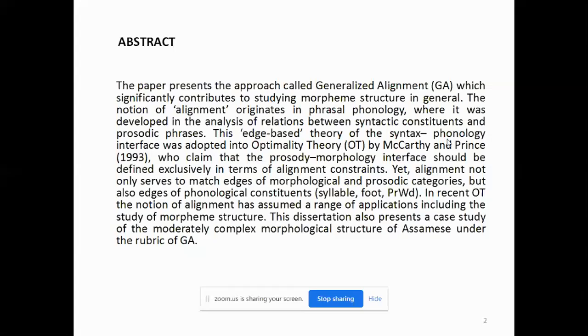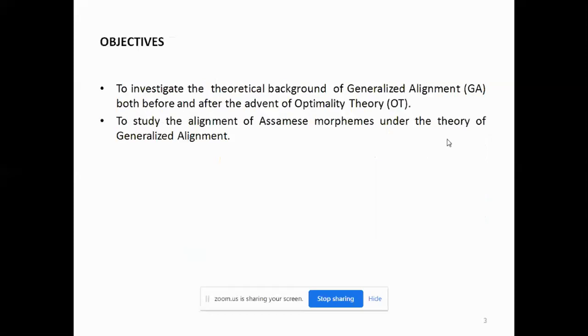And in recent OT, the notion of alignment has assumed a range of applications, including the study of morpheme structure. The objective of my paper is to investigate the theoretical background of generalized alignment, both before and after the advent of optimality theory. That is, what was there before OT and what was there after OT. And the second one is to study the alignment of Assamese morphemes under the theory of generalized alignment.